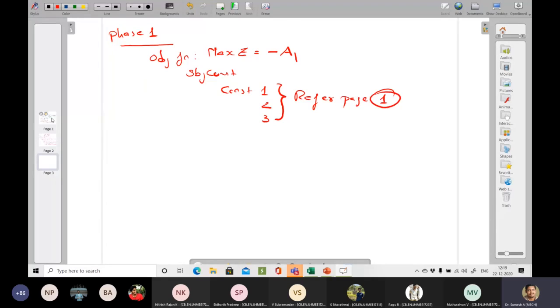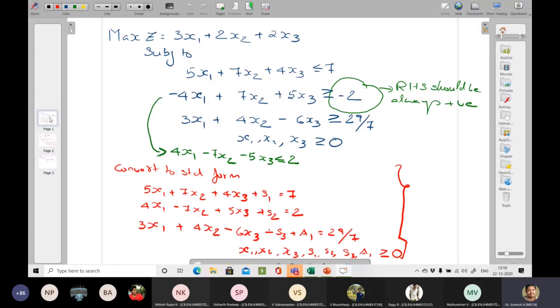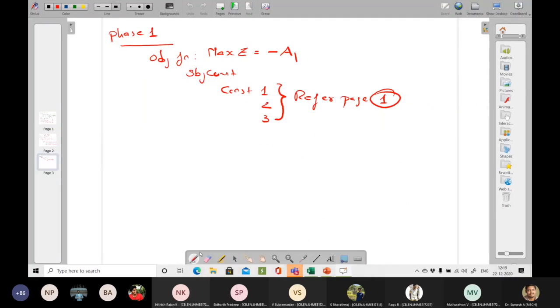For your reference, you can take a screenshot of the problem and the values given over here, and keep it for your reference right now. Now I need to prepare the same simplex table.